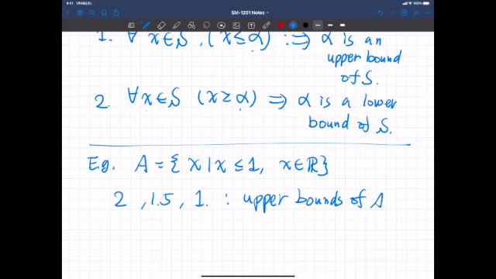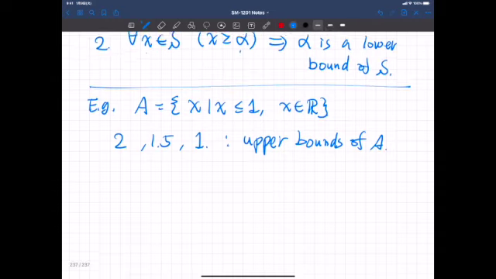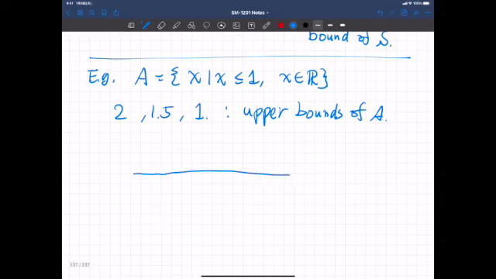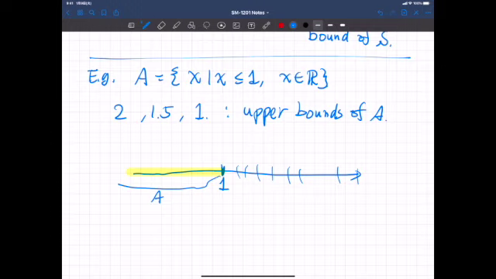of A. Okay, so in fact, let's say this is the number line. So this set A, let's say this point is 1. This set A is defined as all real numbers that are less than or equal to 1. So this is A. So any numbers here are upper bounds of A.